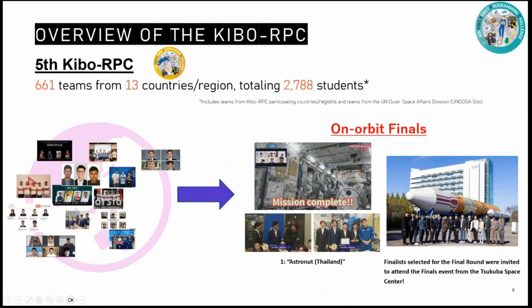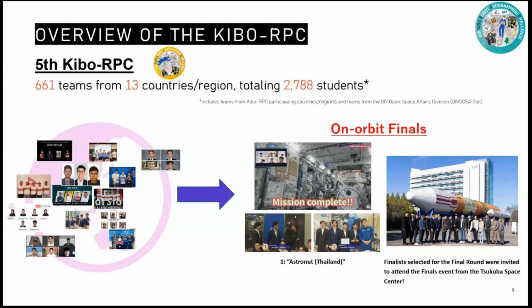Okay. Now, in the 5th competition, as I said before, we had 661 teams and 2,788 students from 13 countries and regions that participated. The teams that advanced through the national preliminary round had the opportunity to control the robot on the ISS during the final round. During this final round, students' programs were executed in order based on the preliminary ranking. And after observing the result, an award ceremony was held to recognize the participants' achievement.